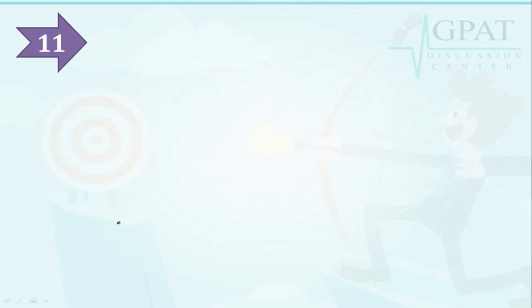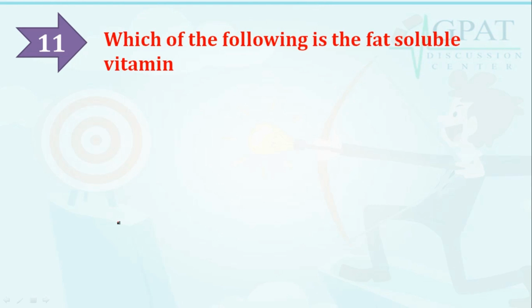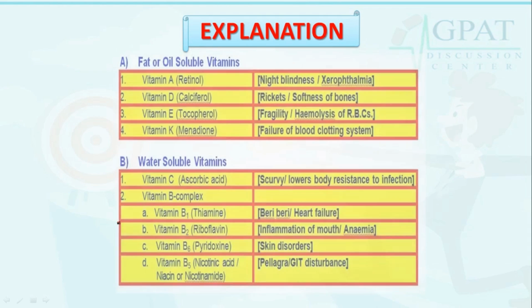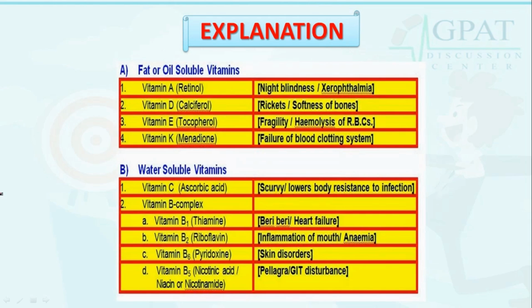Next question, question number 11. Which of the following is the fat soluble vitamin? Options are vitamin A, vitamin B, vitamin C, all of the above. And the right option will be vitamin A. Since vitamins are of two types, fat soluble and water soluble. Fat soluble vitamins are A, D, E, K. Here these are all fat soluble, while vitamin C and vitamin B complex are water soluble. So vitamin A will be the right answer.